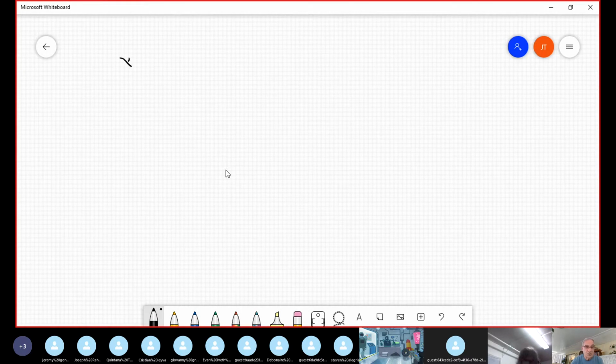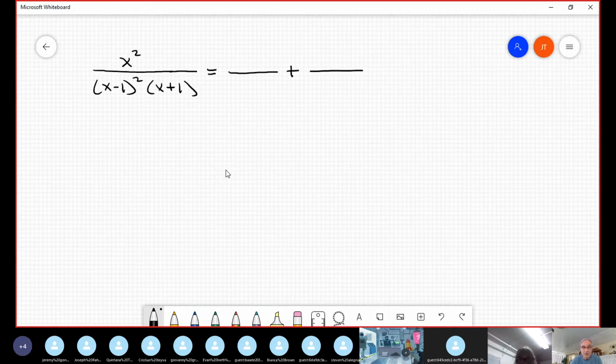Suppose x squared over (x minus 1) squared times (x plus 1). In this case, somebody, not me, did the factorization of the polynomial in the bottom. Nice, I appreciate it so much. This helps. Otherwise, you need to apply synthetic division, factorization. Okay, entonces I set up the format for the partial fraction decomposition.